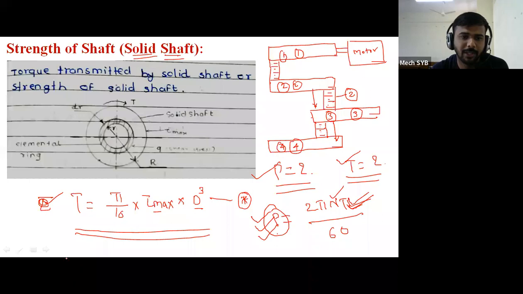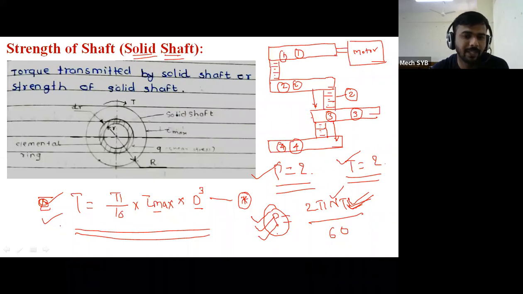But here the formula is very important. This formula is very important. It is also asked in MCQ questions. The torque transmitted by solid shaft is: four options. Capital T is equal to pi by 16 into tau max into d cube. Capital T is equal to pi by 18 into tau max into d raised to 4. Capital T is equal to pi into tau max into capital T. Capital T is equal to pi by 34 into tau max into d raised to 5.